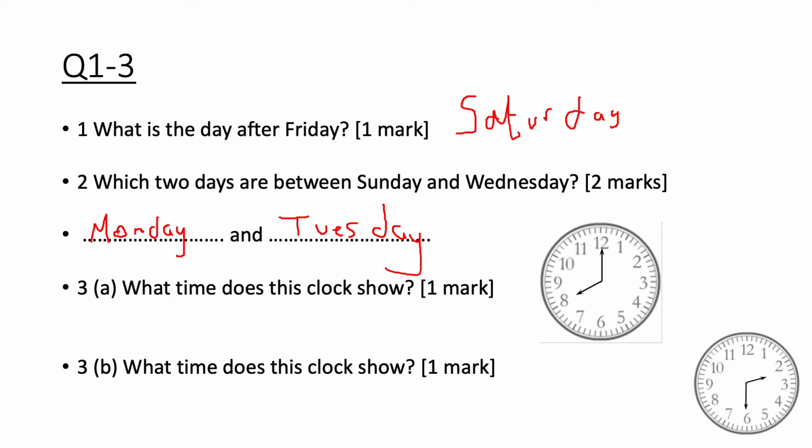Right guys, question number 3a. What time does this clock show? Well, this clock shows that it's 8 o'clock. So the clock shows 8 o'clock. Okay, so that's the time that it shows. For part B, what time does this clock show? Well, this clock shows 2:30.